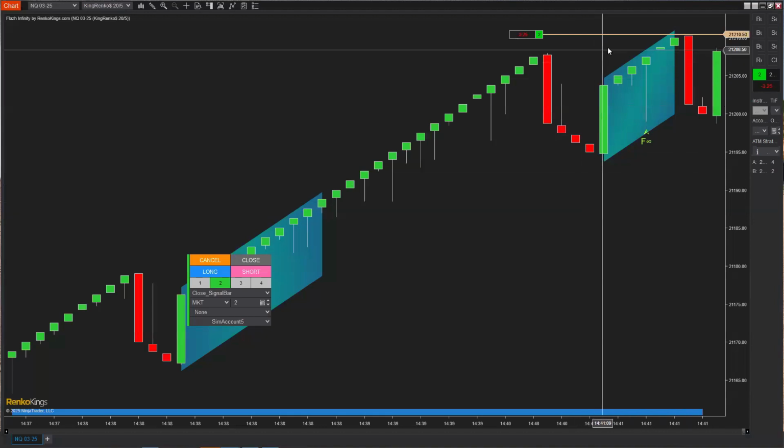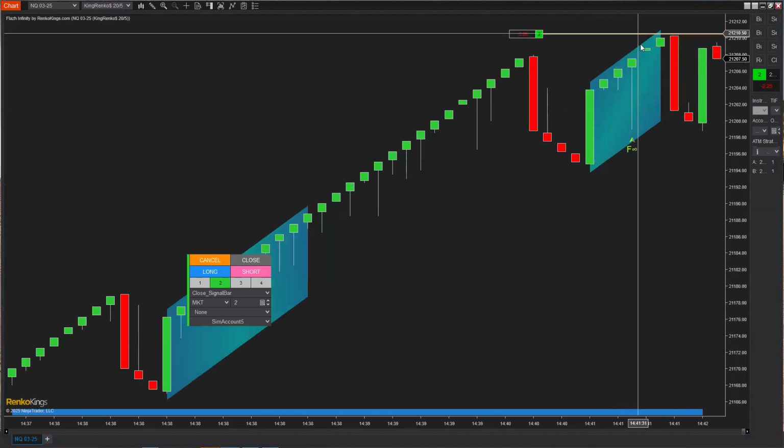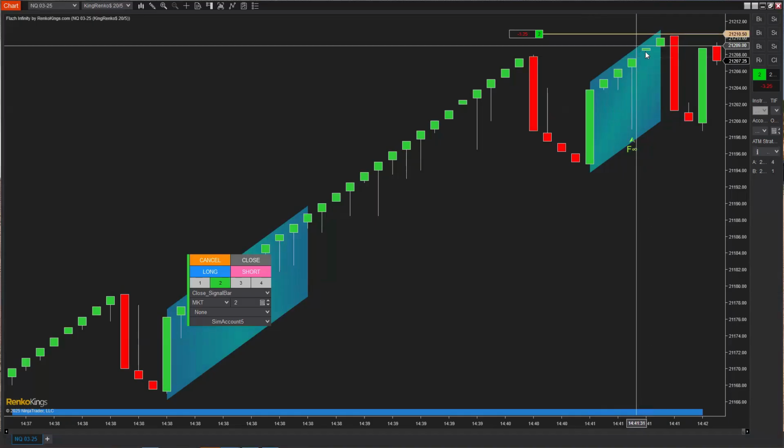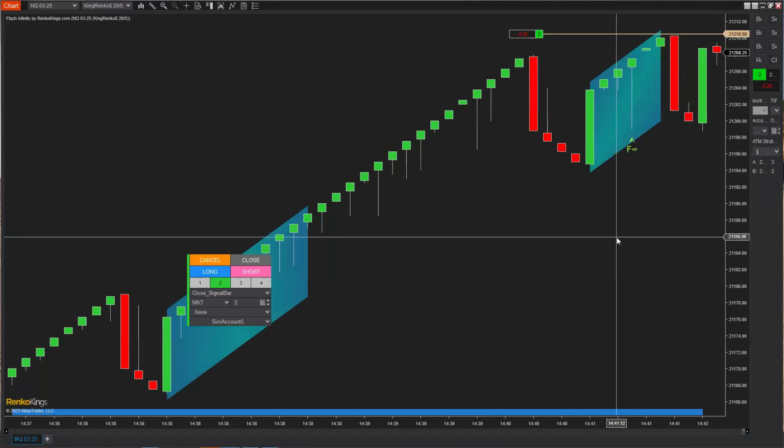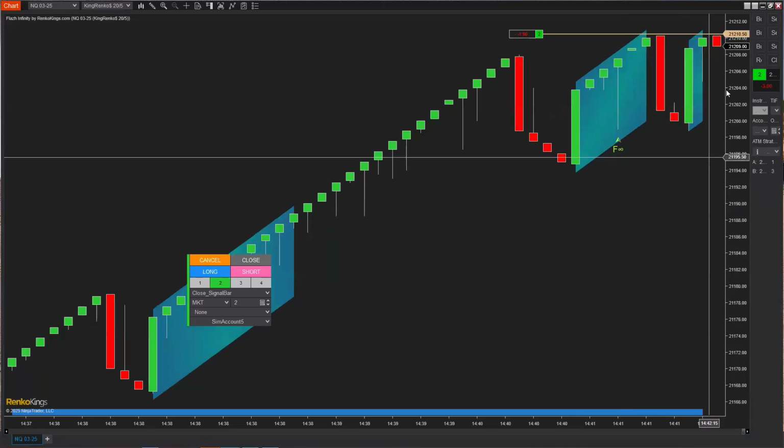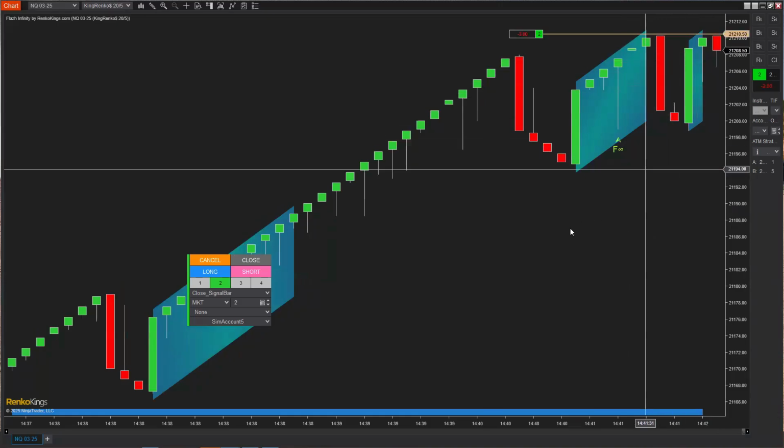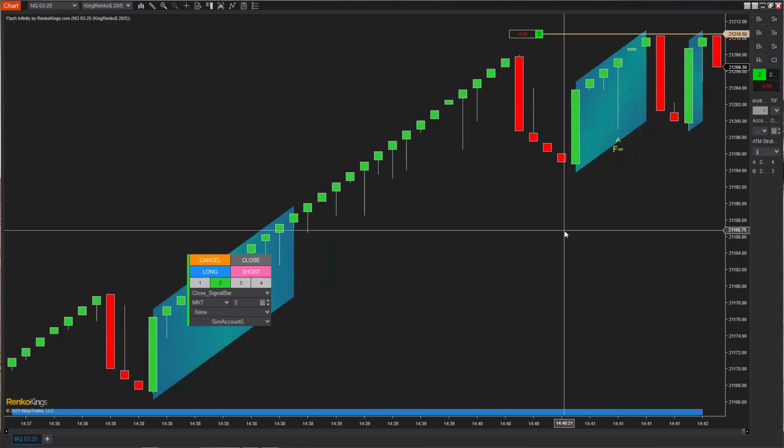Missed it. Okay, so this was the trade. So it did take the trade with no ATM. It will take a trade with no ATM. So now I'm just long two. Terrible way to trade. Don't do that. But it will do it.